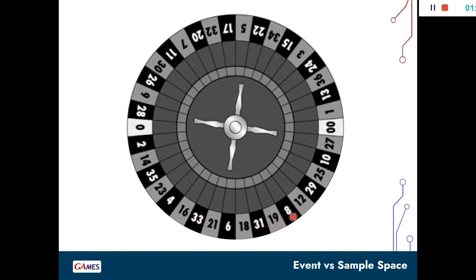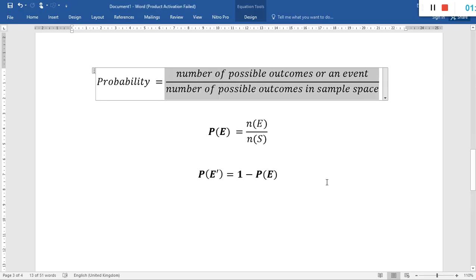And so the probability of 8 not occurring is the total number of possible outcomes that 8 will not occur, which is 37, divided by the total number of possible outcomes in the space, which is 38. So that probability is 37 divided by 38. Does that make sense? I hope that makes sense.